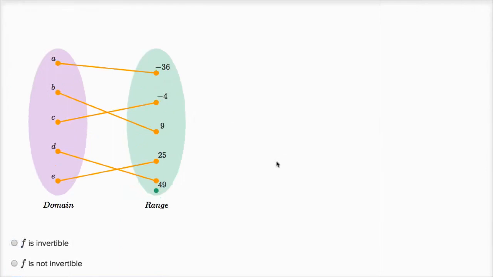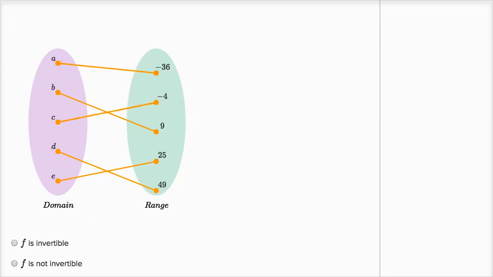Well, let's think about it. Let's think about what this hypothetical inverse function would have to do. It would have to take each of these members of the range and do the inverse mapping. So if we input 49 into our inverse function, it should give you d. Input 25, it should give you e. Input 9, it gives you b. You input -4, you get c. You input -36, it gives you a. So you could easily construct an inverse function here.